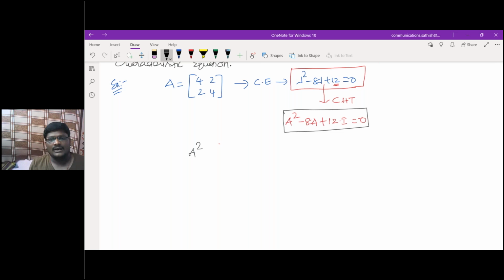So now A square is equivalent to what? 8A minus 12I, if I take that to the other side. Equal to 8A minus 12I.